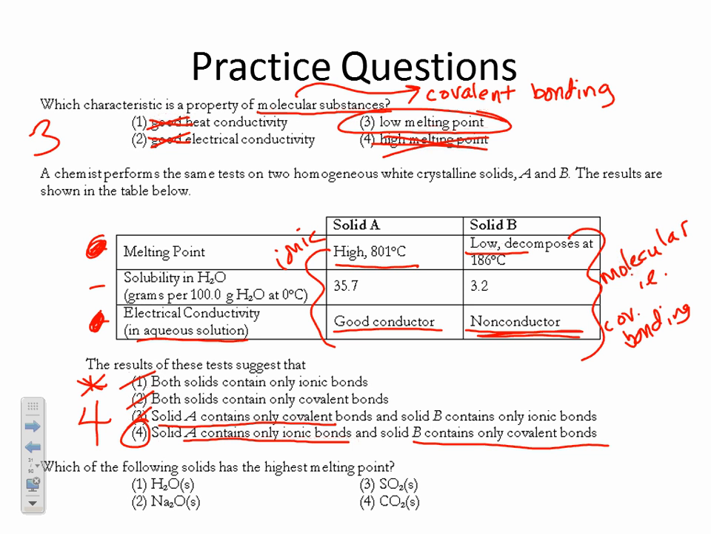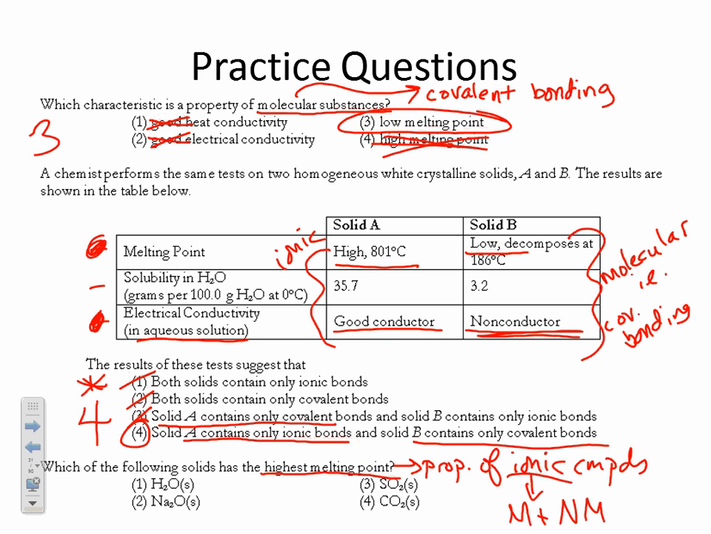And then lastly, which of the following solids has the highest melting point? We're thinking about properties. High melting point is a property of ionic compounds, not molecular. And how do we recognize ionic compounds? We recognize them because they're metals and non-metals together. That's how we know we have an ionic compound. So we're just going to evaluate all our options and find which one is the metal and the non-metal.